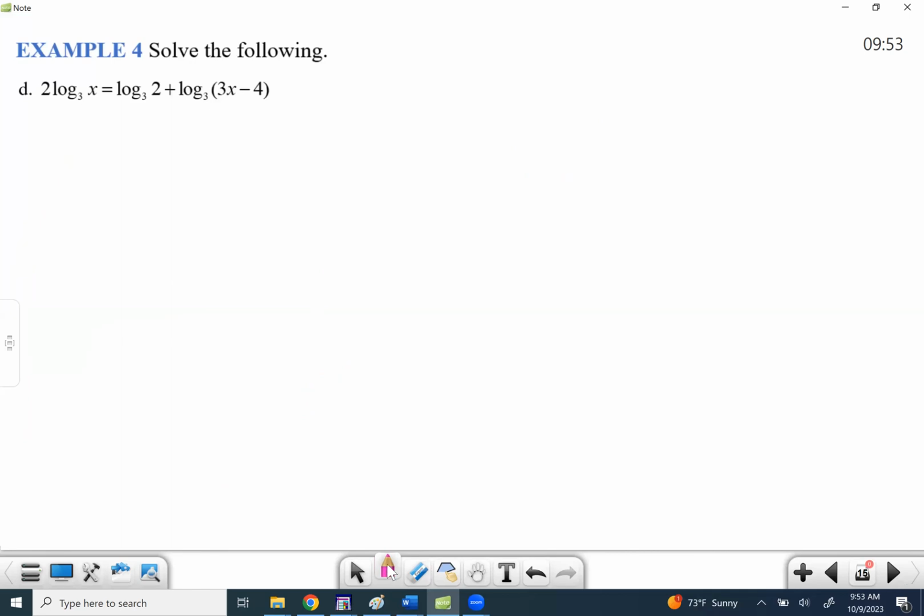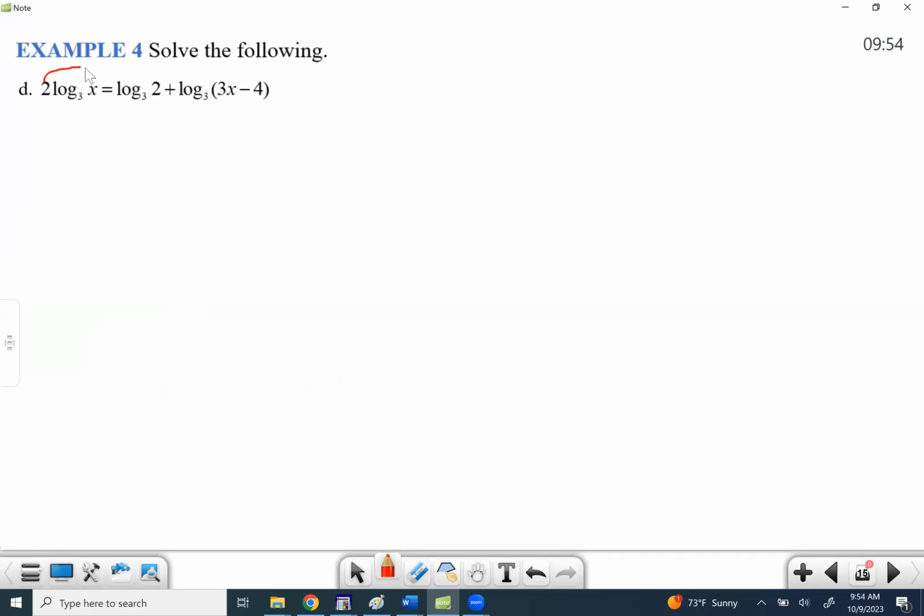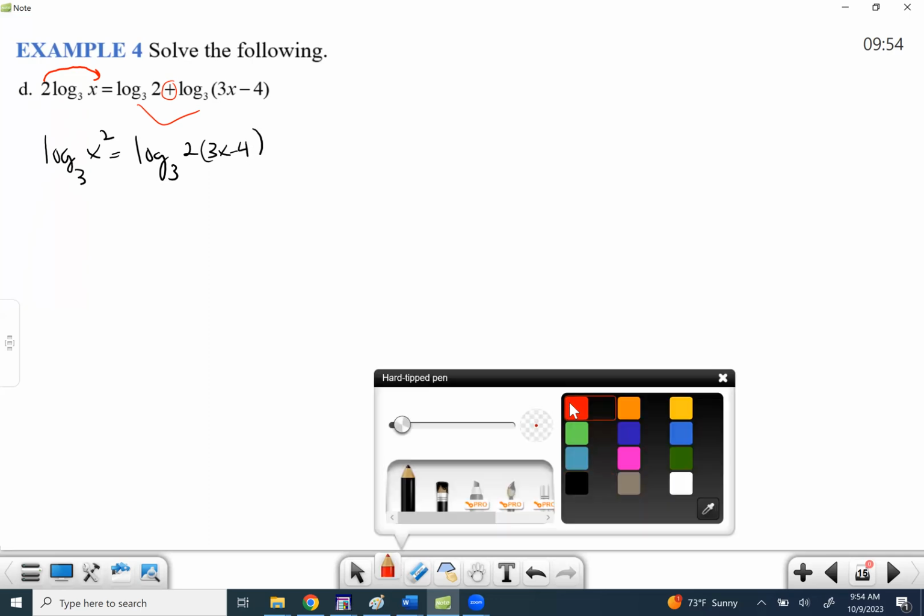Okay. So we have a little bit of rewriting first. We're going to move anything that's in front of a log up to the exponent. So this is going to become log base 3 of x squared. And then we know that addition is going to become multiplication. So we're going to multiply x squared by 3x minus 4. Boy, that sure looks like a y, huh? There we go. Okay, so now we fit the equivalence property of logarithms.